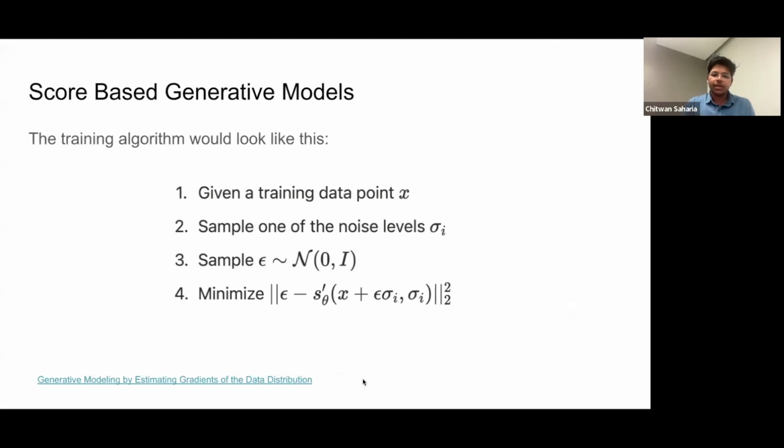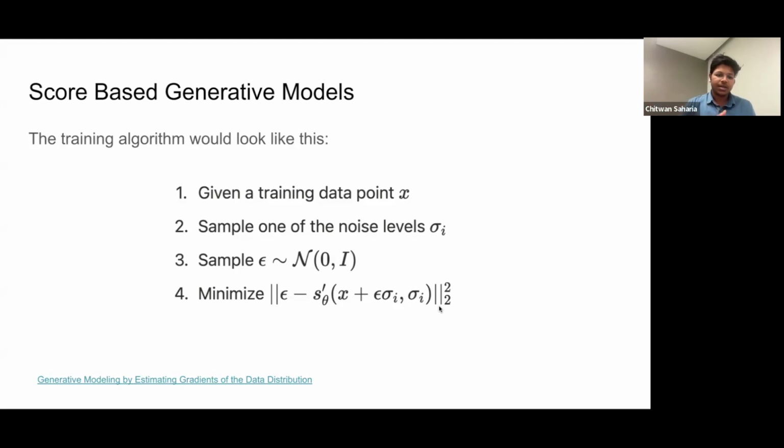So just putting things back together in the form of a simple training algorithm. We get a training data point x. We sample one of the noise levels, sigma i, and we sample a noise from the standard normal Gaussian distribution, and we basically optimize this objective function. As you can see, we are trying to learn the score, but essentially what we are training is a noise conditioned denoising model. You take an input, add some noise to it, tell the network the variance of the noise you added, and ask the network to denoise that image.